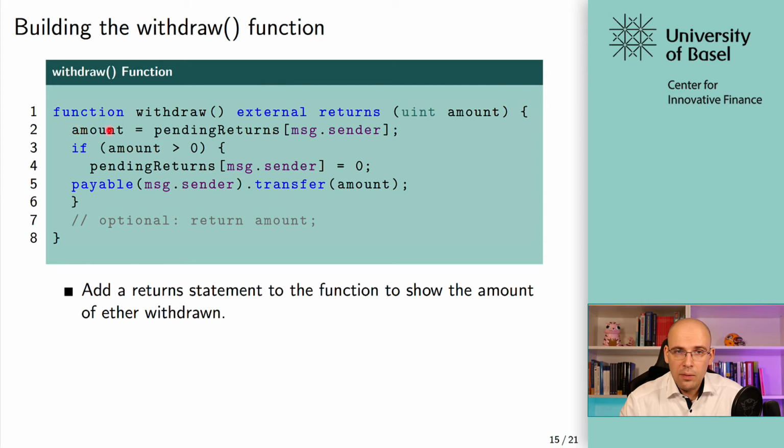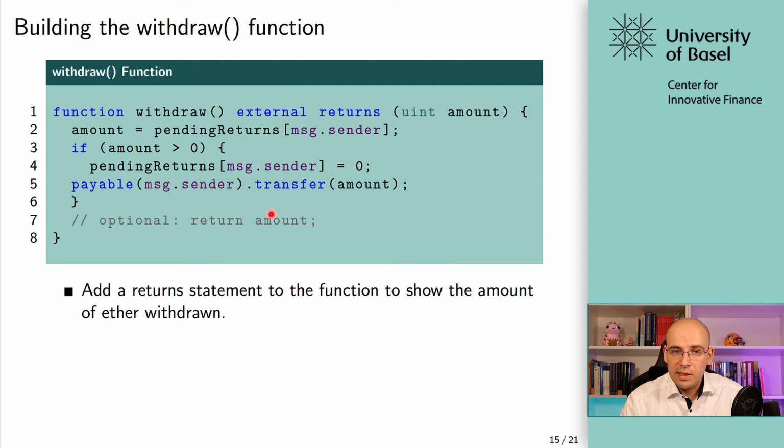We set amount equal to pending returns for the message sender. So that's looking in the mapping for the pending returns value using the message sender address as the key. And then we're saying if the amount is greater than 0, then we set the pending returns of the message sender to 0. And we make this address right here payable and transfer the amount that has been defined right here to the message sender, okay?